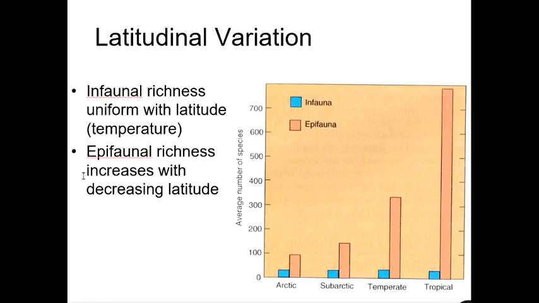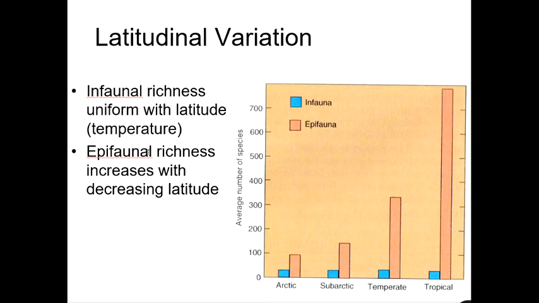There is a latitudinal variation, interestingly enough, between the infauna and the epifauna. Infaunal richness, so this is average number of species richness. Notice as you go from the poles, Arctic, subarctic, temperate, tropic, it's, boy, as steady as you can get. The number of species is pretty constant.